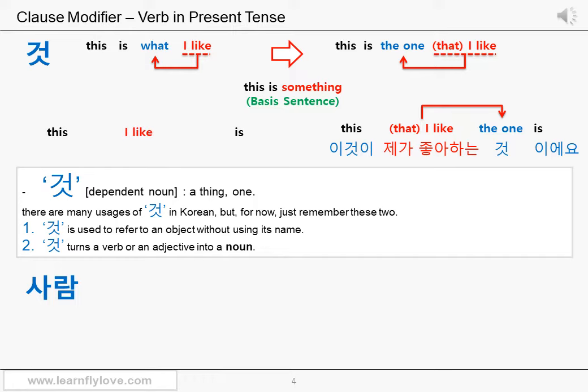So I like part comes first, and what comes after. This, I like, what, is. This, 이것이, I like. This is modifying what part? 제가 좋아하는. Add 는 sound to the stem because it's in the present simple tense.